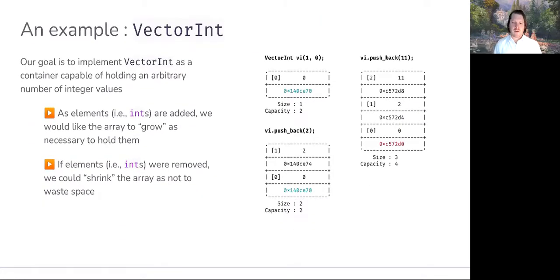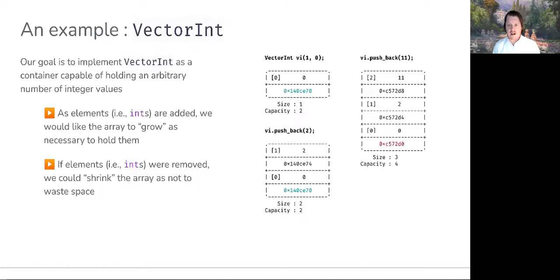So as previously noted, our goal here is going to be to implement vectorint as a container capable of holding an arbitrary number of integer values or integer objects. As elements, so integer objects, are added, we would definitely like to have the ability to grow our array as necessary to hold some number of them, memory permitting.